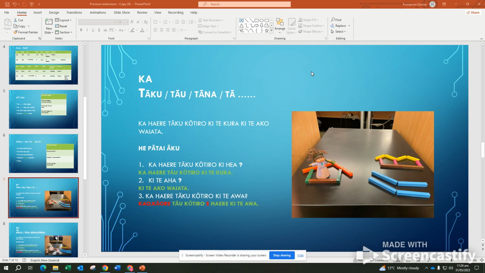And at the bottom we have the negative, the kāhoretanga. Ka haere taku kōtiro ki te awa. Kāore tāu kōtiro e haere ki te awa. Haere tonu to the next slide.